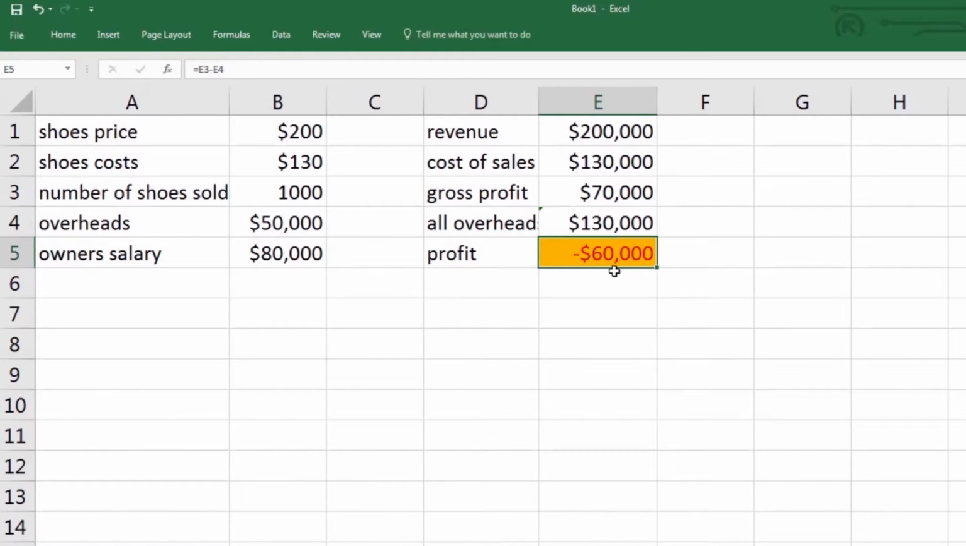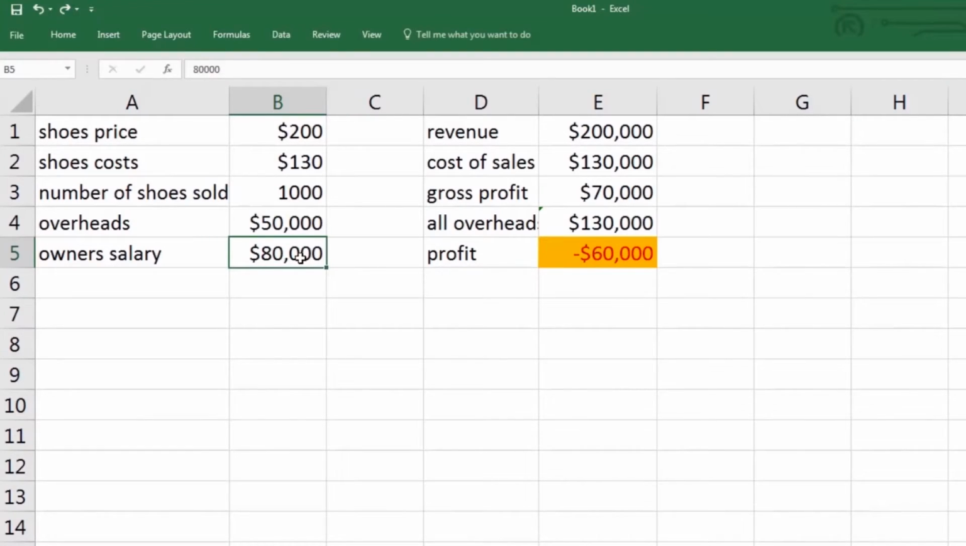But notice our profit is not looking too good because the gross profit being $70,000, it's covering the $50,000 worth of overheads, but it's not actually contributing very much to the owner's salary. Right? If we drop the owner's salary to $20,000, well then we'll break even, but we're not making enough salary and we're not making any profit.